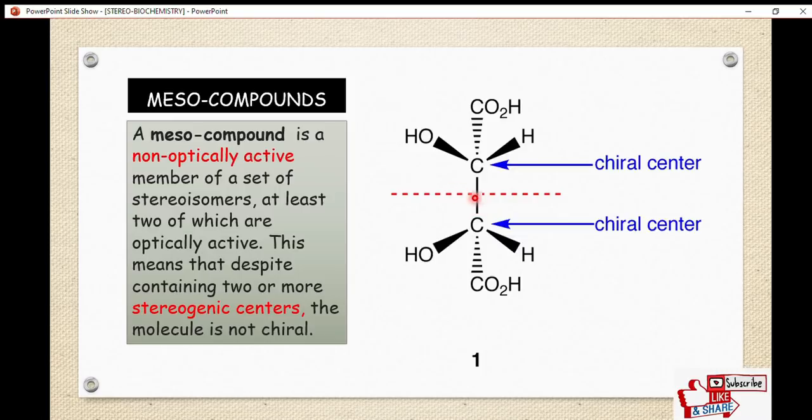They can ask you in a multiple choice question whether all chiral molecules are optically active, and the answer is no, because this has chiral centers, but it's not optically active. So this is a meso compound for you, and it's not optically active because it has a plane of symmetry. Although it has chiral centers, it's superimposable on its mirror image. So that's a meso compound for you.